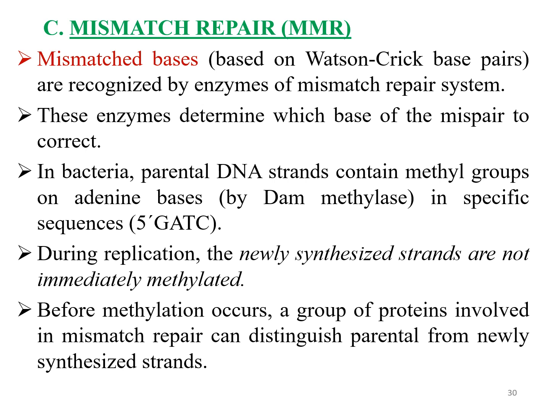In bacteria, the parental DNA strand contains a methyl group on the adenine base, added by dimethylase, in a specific sequence of 5' GATC 3'. During replication, the newly synthesized strands are not immediately methylated. Before methylation occurs, a group of proteins involved in mismatch repair can distinguish the parental from the newly synthesized strand, and after this the enzyme can identify at which position the Watson-Crick base pair is faulty or mispaired. Since this can also cause another mutation, this mutation can be corrected. It is also another cause of point mutation actually.